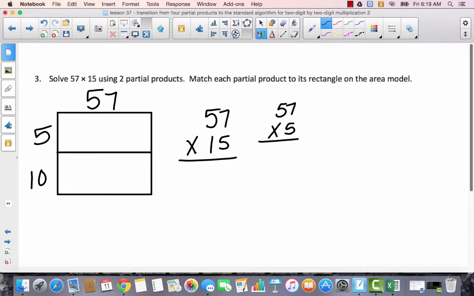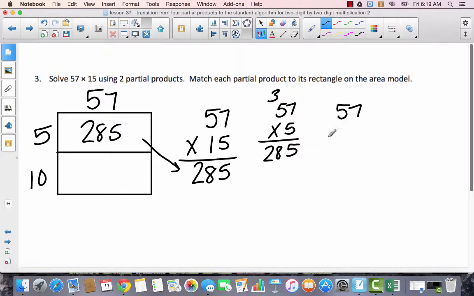So 7 times 5 is 35. 5 times 5 is 25, plus 3 is 28. So I have 285. Okay, so this goes here. All right, now I'm going to do 57 times 10. I really don't have to work this out because 57 times 1 is 57, and I add my 0. So it's 570. So this goes here.